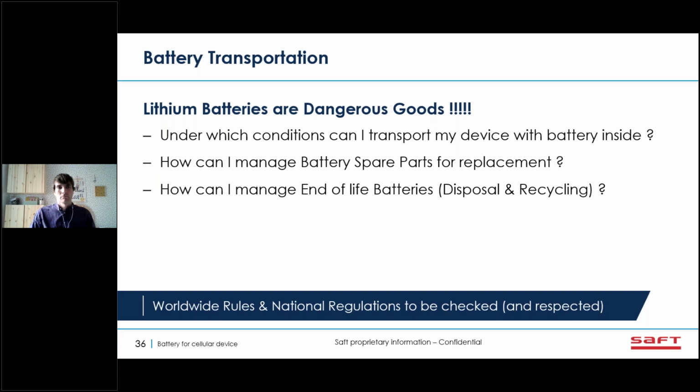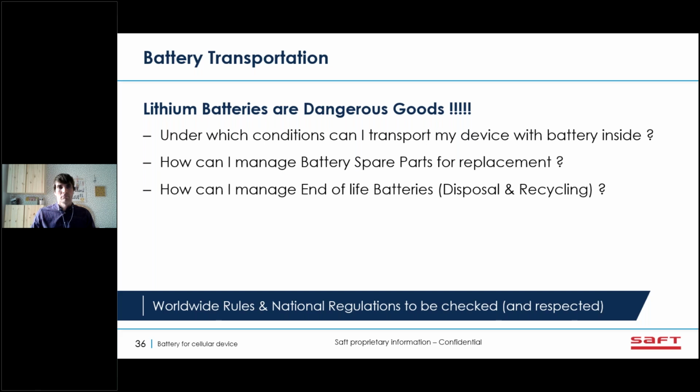If you want a device with replaceable batteries, how will I replace the batteries, and how will I need to transport the batteries? It's a question you need to have in mind at the beginning. And also, how can I manage end-of-life batteries, disposal and recycling? There are worldwide rules, national regulations, and they have to be respected. If not respected, it can be extremely dangerous for everybody.